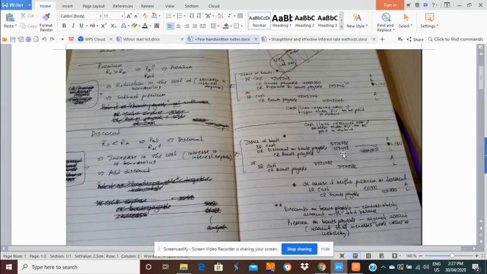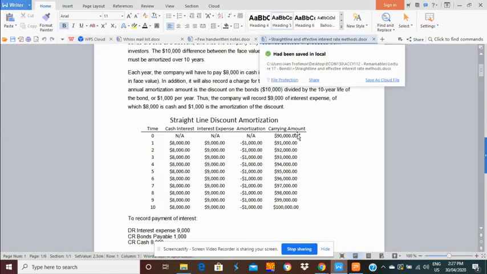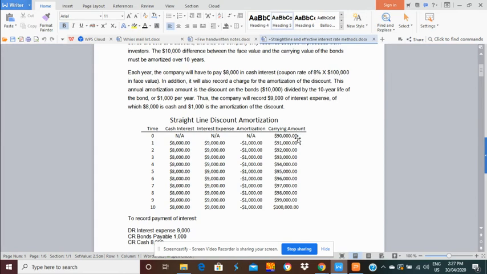And in our example here, if our discount is 229,000 and suppose the maturity of the bond is 10 years, you will divide it by 10 and every year you will have, instead of 558, you will have 22,900. That's the only difference between straight line method and effective interest rate method.